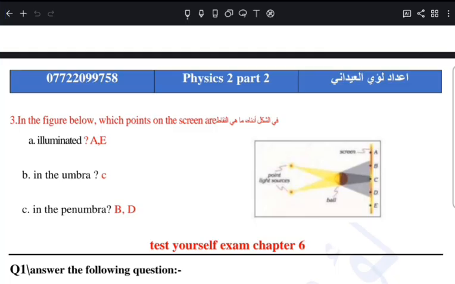In the figure below, which points on the screen are illuminated? A and E are in the umbra. C only. What about B and D? B and D are in the penumbra. In the umbra, in the umbra. Thank you so much.